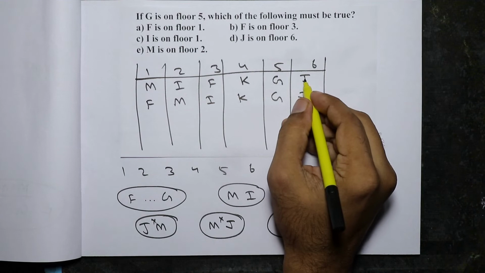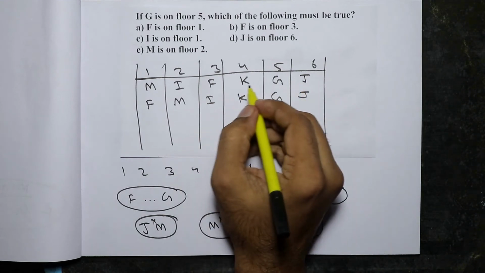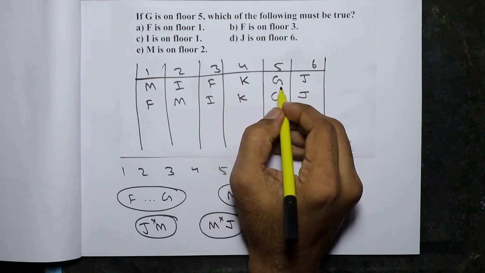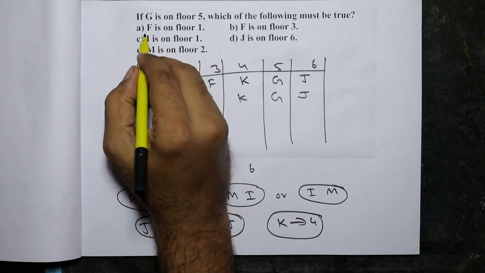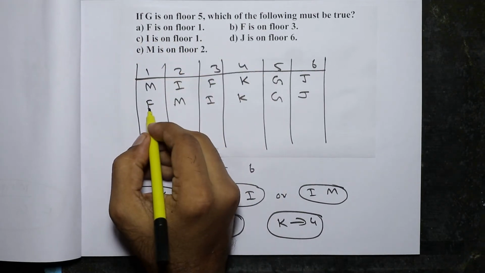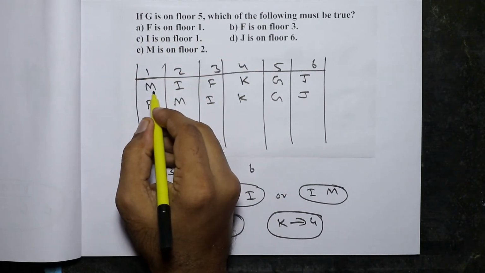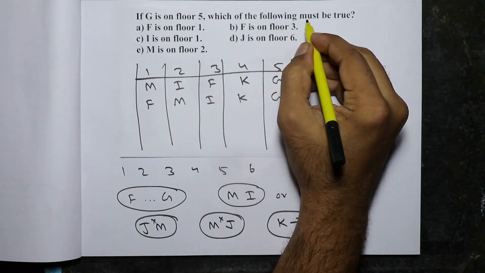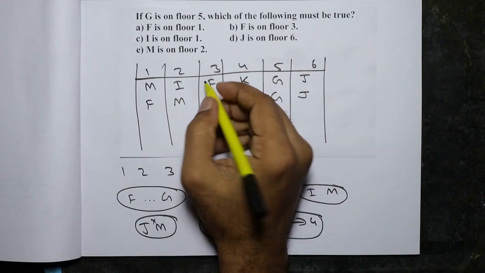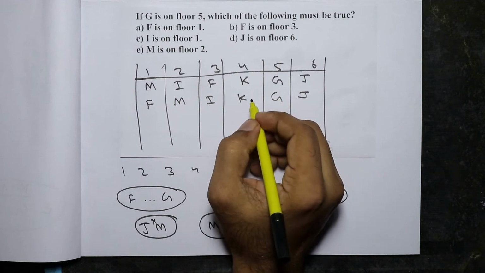Now that compulsorily must be true. Now the other options may or may not be true. If you look at option A, F is in floor 1. F may be in floor 1, may not be in floor 1. You need to find out the one that must be true. Must be true means in all the arrangements it should be true.